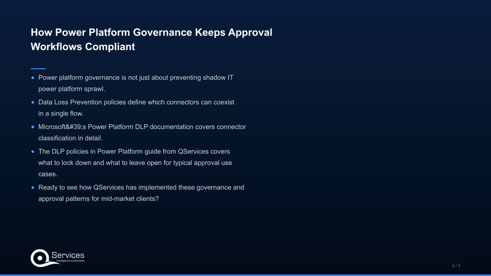Microsoft's Power Platform DLP documentation covers connector classification in detail. The DLP policies in Power Platform Guide from Q Services covers what to lock down and what to leave open for typical approval use cases.